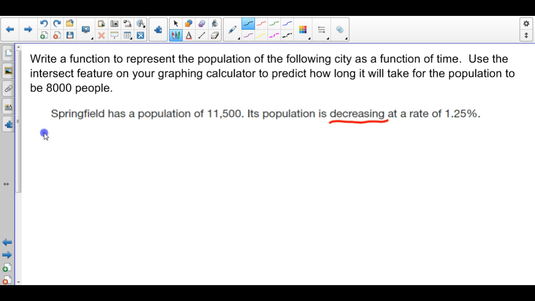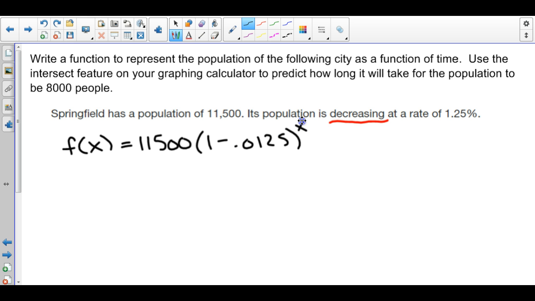So I'm going to write the equation. We'll do f of x equals, start with the original population, which is 11,500 people, and I'm going to multiply this by 1 minus my rate as a decimal, which is 0.0125, and I'm going to again raise this to the x power. So now let's simplify the inside. So our formula is going to come out to f of x equals 11,500, and then inside the parentheses we'll go to the calculator.